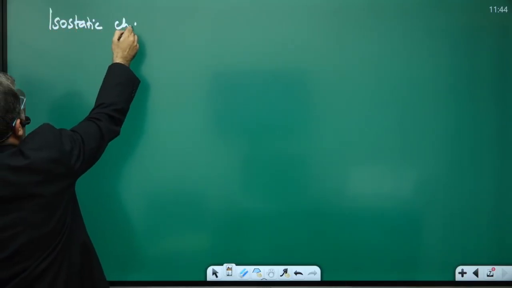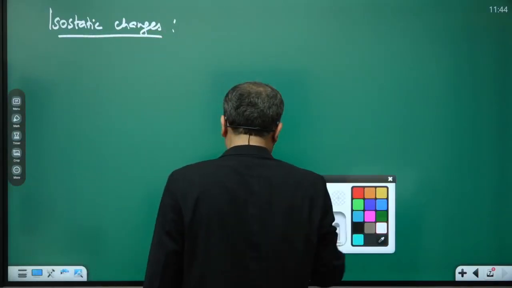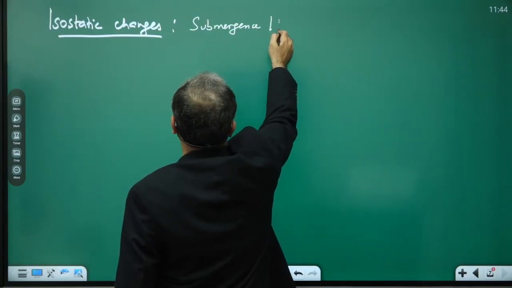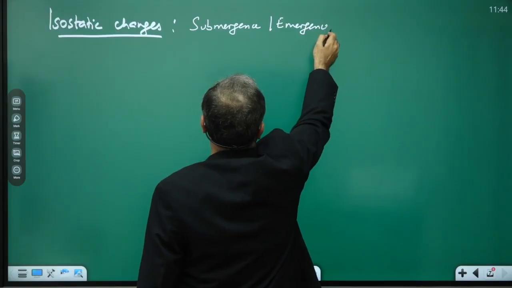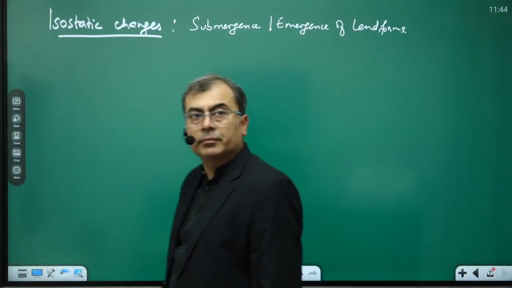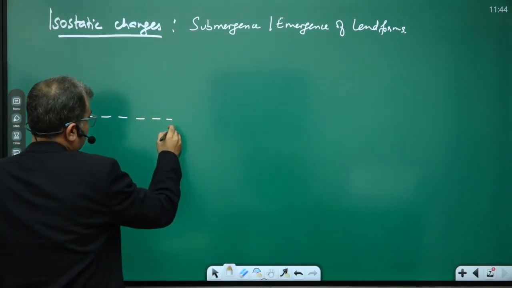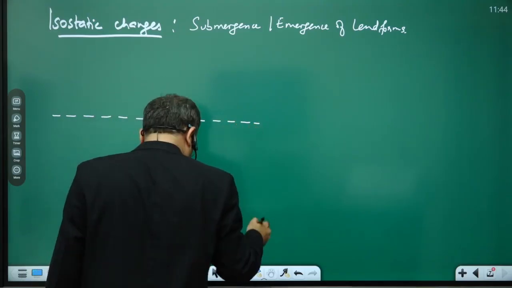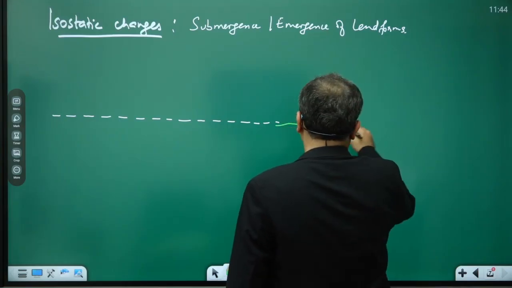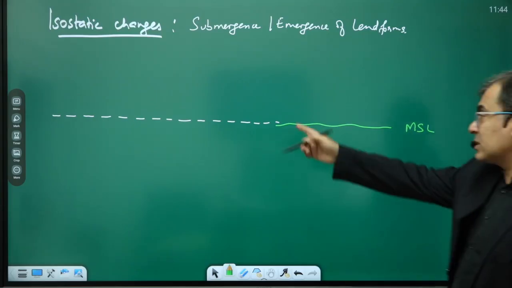Isostatic changes leading to... mean sea level. This was the mean sea level. Okay. And this was land.